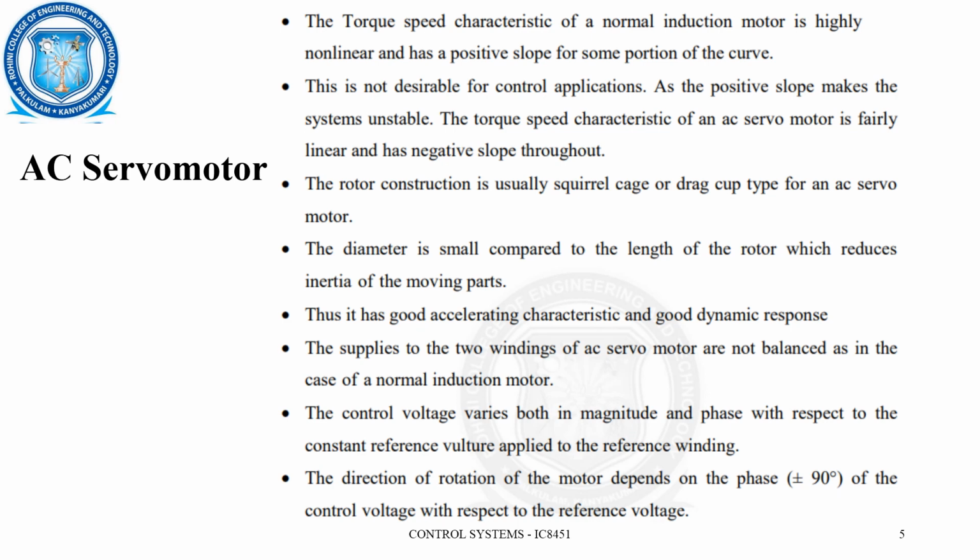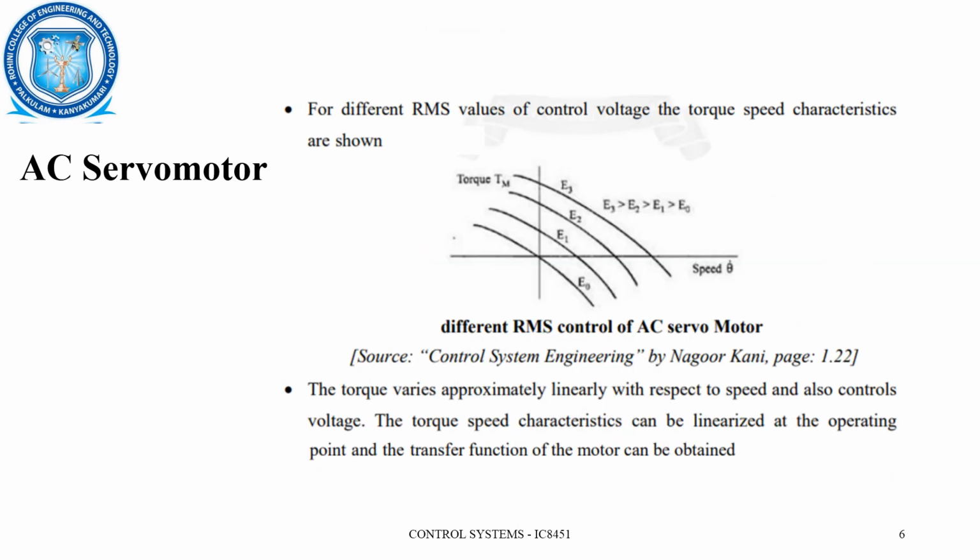The control voltage varies both in magnitude and phase with respect to the constant reference value, which is applied to the reference winding. Hence, the direction of rotation of the motor will depend upon the phase, that is plus or minus 90 degrees, of the control voltage with respect to the reference voltage.